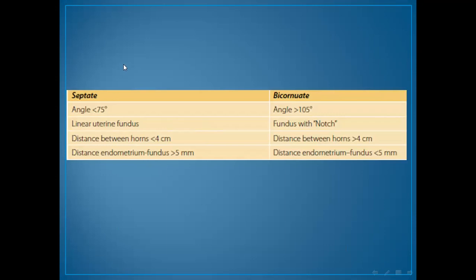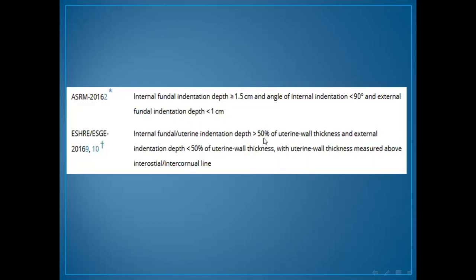In general, to differentiate septate from bicornuate, the angle in septate is acute, less than 90, and in bicornuate more than 100. The uterine fundus is linear in the septate, but there is a notch in the fundus in bicornuate uterus. The distance to the endometrium fundus here is more than 5 millimeters, as we previously said, but here the distance is less than 5 millimeters. Last difference: the distance between the two horns is less than 4 centimeters in septate, but in bicornuate uterus more than 4 centimeters.